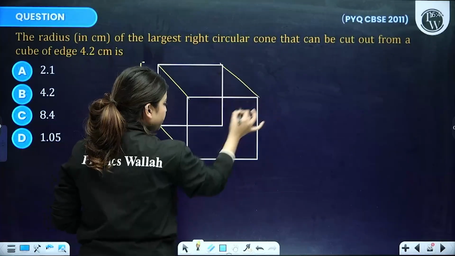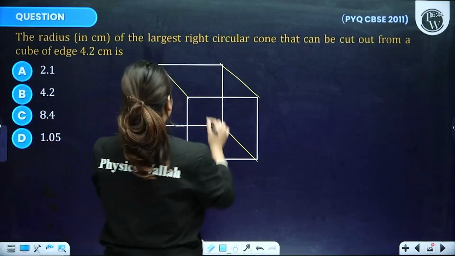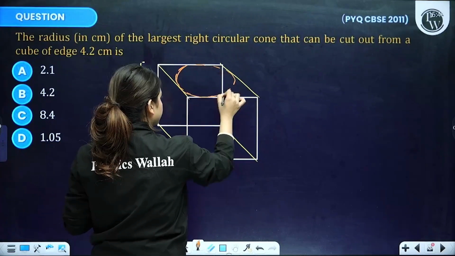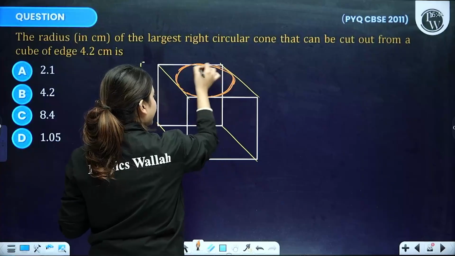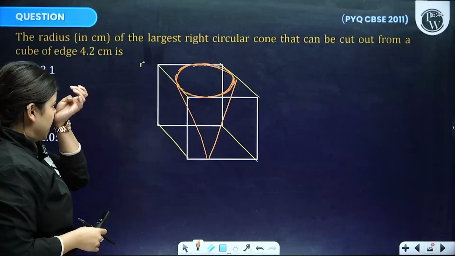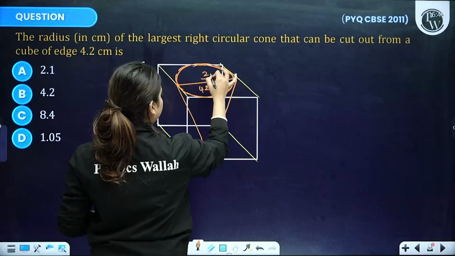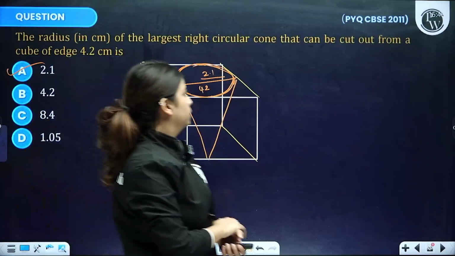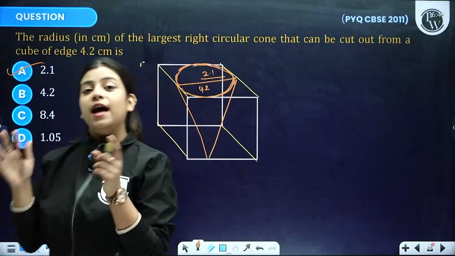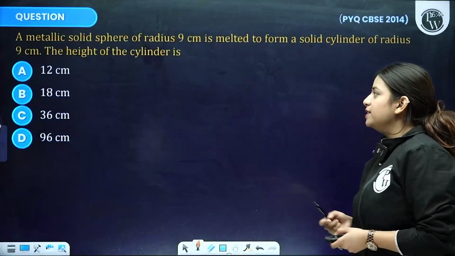All right. Now from this cube, we have to cut out a cone of the maximum radius. So basically, this will be the base because this is the maximum that is possible. So the cone can go like this. If this particular part is given to you as 4.2, the radius will be equivalent to 2.1 centimeter. So the radius in centimeter of the largest right circular cone that can be cut out: the diameter has to be equal to the side of the cube and the radius will be half of it. Let's jump to the next question.